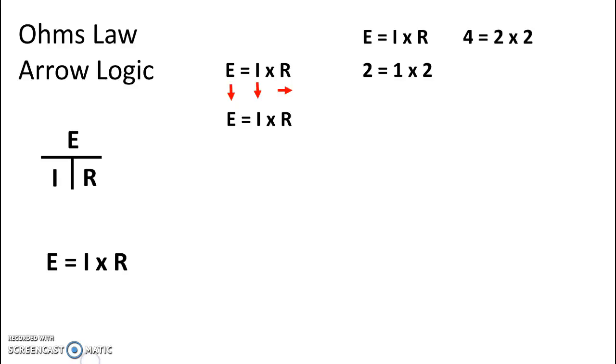Let's try another one. If I have current that stays the same and resistance increases, and I put those numbers into my simple math formula, I see that current staying at 2 and resistance going up to 4 gives me an increase in voltage. All right, another example. Current stays the same again, but this time resistance goes down. I put it back into that math formula, and I get 2 times the lower resistance of 1 gives me 2. So my voltage has gone down.